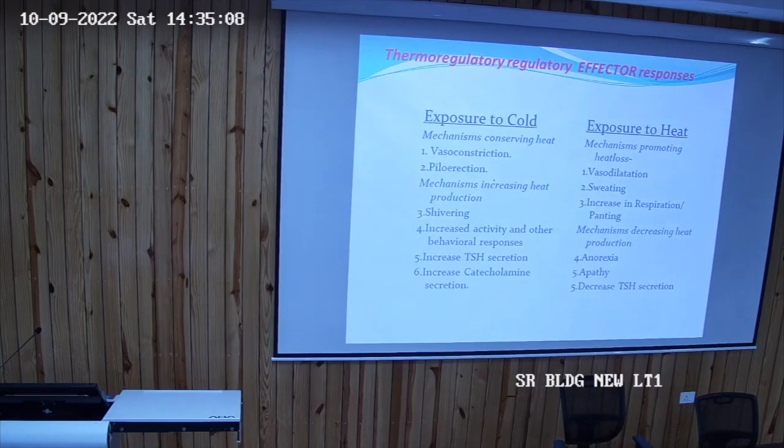So anybody can read. Mechanism conserving heat is vasoconstriction, piloerection. Mechanism increasing heat production is shivering, increased activity and behavioral response. What are the behavioral responses? Change in your eating habits, having more of the woolen clothes, taking more of the hot soups or hot drinks, okay, these are the behavioral changes. Increase in the TSH secretion, increases in catecholamines, okay.